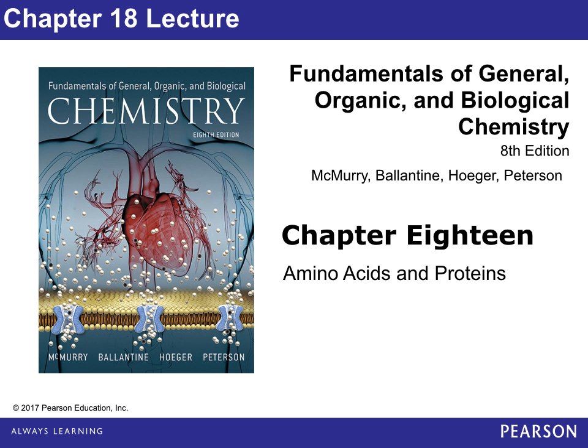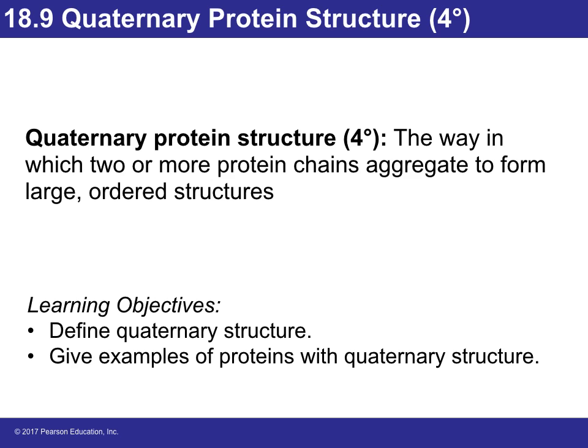Third part for chapter 18, amino acids and proteins. We're going to look at the quaternary protein structure. This is the way in which two or more protein chains aggregate to make a larger protein, and those are ordered structures. So the learning objective is being able to define what a quaternary structure is and give a few examples.